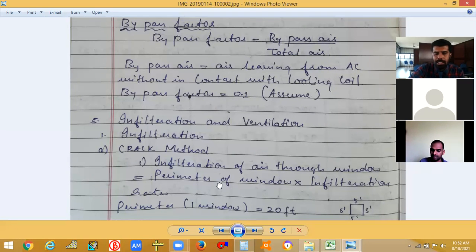What is the size of the window? We have already given the details: the size of the window is 5 into 5 feet. What will be the perimeter? Perimeter means the addition of all four sides. So 5 plus 5 plus 5 plus 5 is 20 feet. The perimeter of the window is 20 feet. Multiply with the infiltration rate, and you will get the infiltration of air through the window.